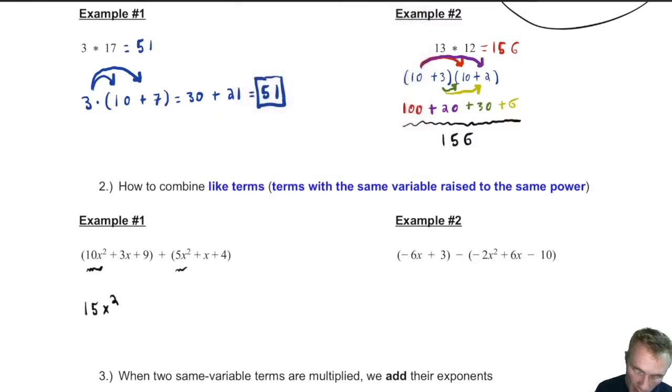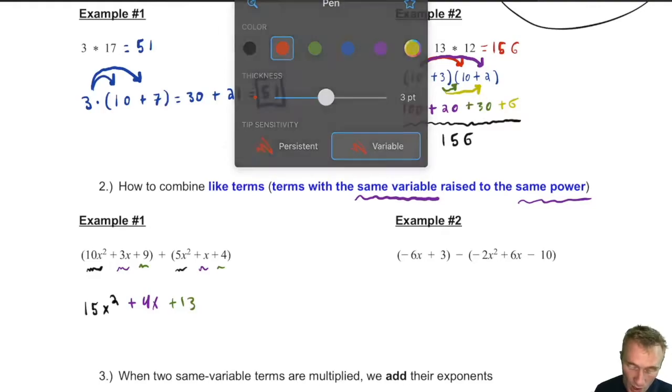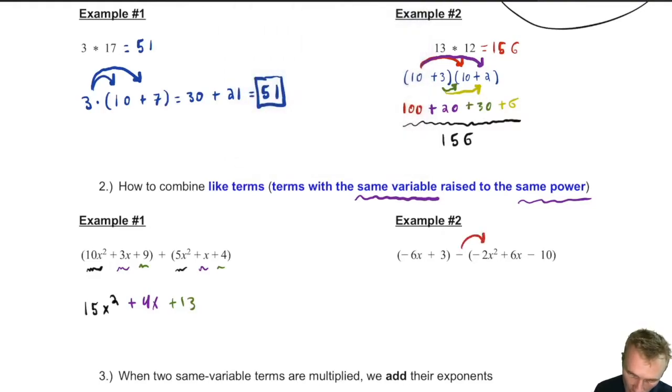And we can combine these as long as they have the same variable and the same power. So that's also true for 3x and x. If you have 3 and I have 1, together we have 4. If you have 9 and I have 4, together we have 13. So as long as it's the same variable and the same exponent. You may have an extra step to do here, like if we are subtracting, you may have a minus sign. I like to just distribute these to make it clearer.